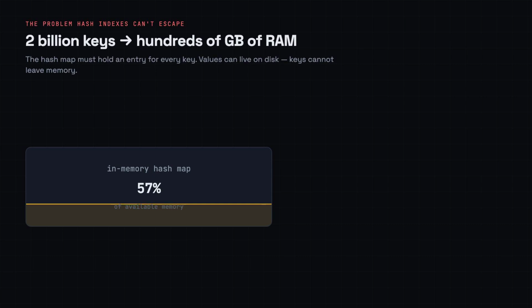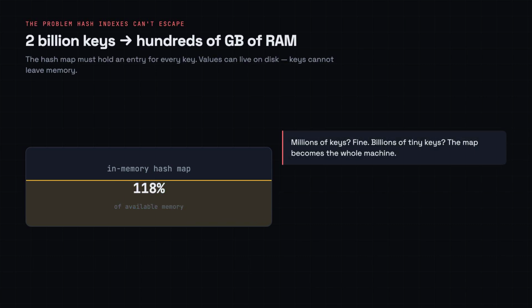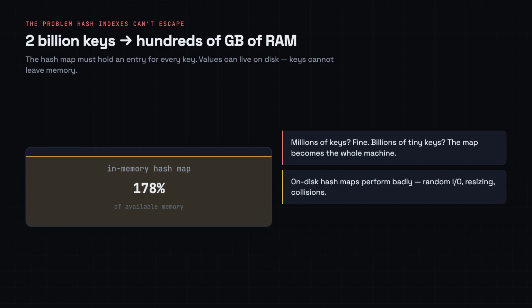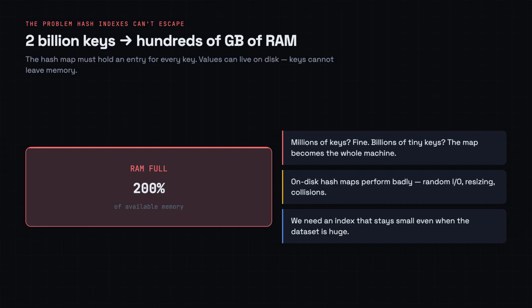Scale that to 2 billion keys. The values can stay on disk. The keys cannot leave the hash map. Every key needs an entry or you can't find it. At that size, you're looking at hundreds of gigabytes of RAM just for the index. The machine becomes the bottleneck. Putting the hash map on disk doesn't save you either. Random seeks, resizing, collisions. We need an index that stays small even when the dataset is huge.